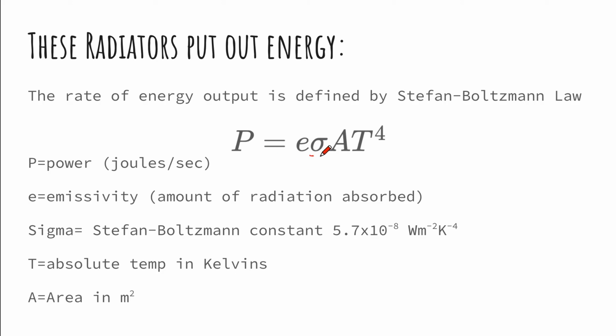This guy right here relates how much power is given off, and it helps figure out my temperature to the fourth power. So if my temperature increases by 1 degree, my power changes by quite a bit because of that fourth power relationship. So we're just looking at how much power is given off and its ability to change with temperature.